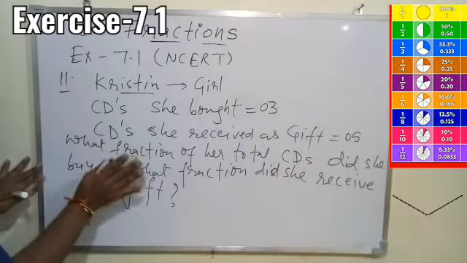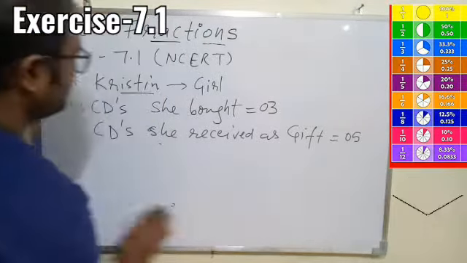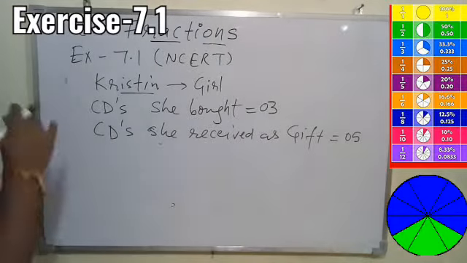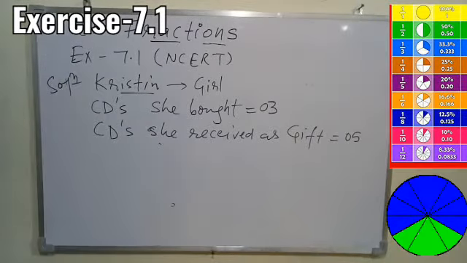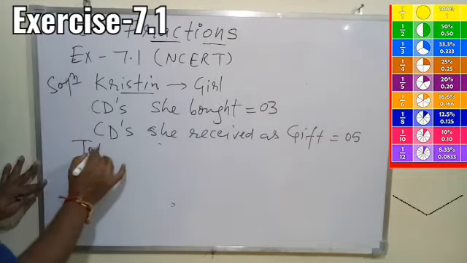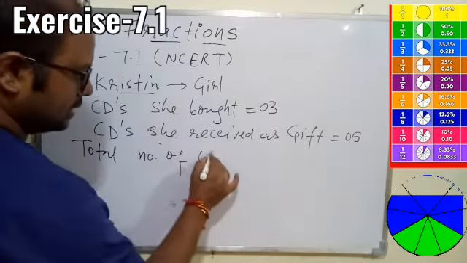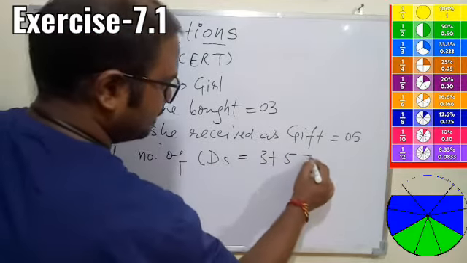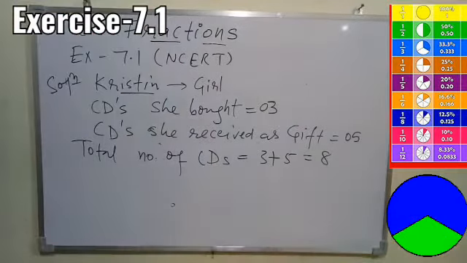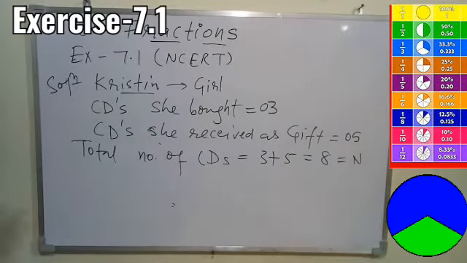So very first, now writing the solution here only. It has 2 different parts, that is 2 different questions are given to you. So very first we need to understand the total number of CDs, how many. So the total number of CDs is 3 plus 5, that is 8. So this is nothing but our capital N. So capital N is the number of parts.